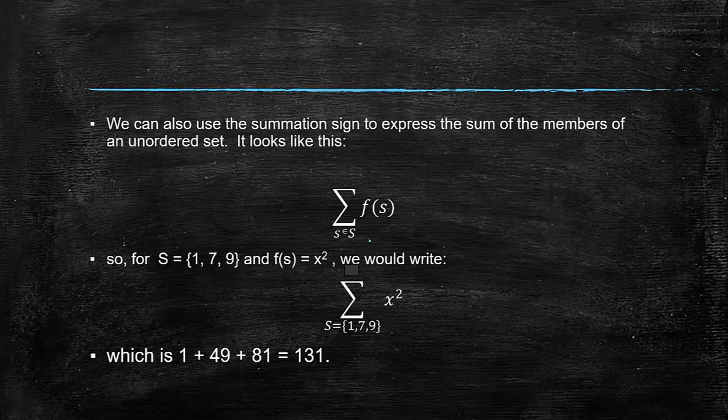And we can also use this summation sign to express the sum of the members of an unordered set. So we could say s is an element of S, and sum up all the elements of S according to some formula f(s). So for S equals, say, the set {1, 7, 9}, and f(s) equals s squared, we could write it like this: s in the set {1, 7, 9} of s squared, and this would represent this sum.